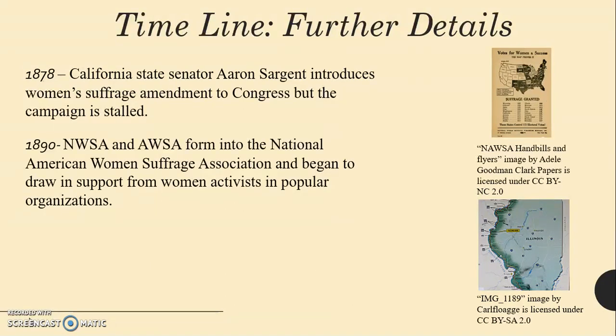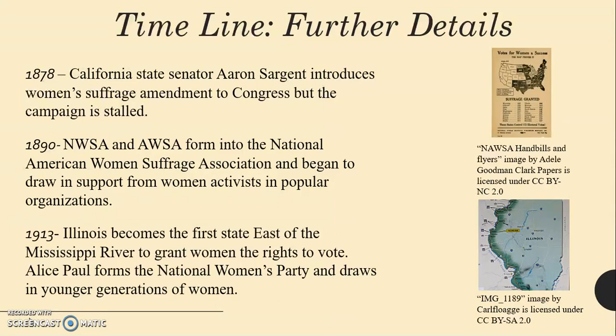Next, we're going to go into 1890 when the NWSA and the AWSA decide to form together into the National American Women's Suffrage Association. The reason being that during the 1880s, they weren't getting any more support than they already had. They were kind of lacking and they were starting to diminish in importance and momentum. So when they combined together, they began to draw in more support from women activists and popular organizations.